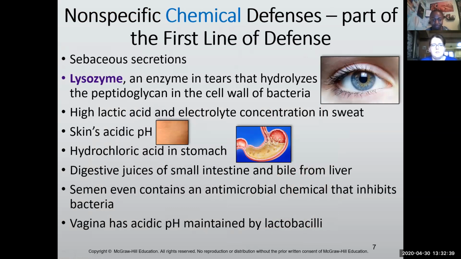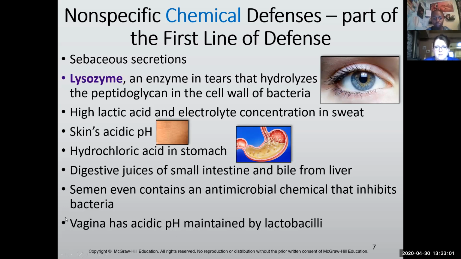And this is, again, just reviewing some chemicals that we have at our disposal that have antimicrobial action. Interesting to note that semen has antimicrobial chemicals in it, but you didn't hear about that in the reproductive system in A&P 2. I don't remember teaching that.